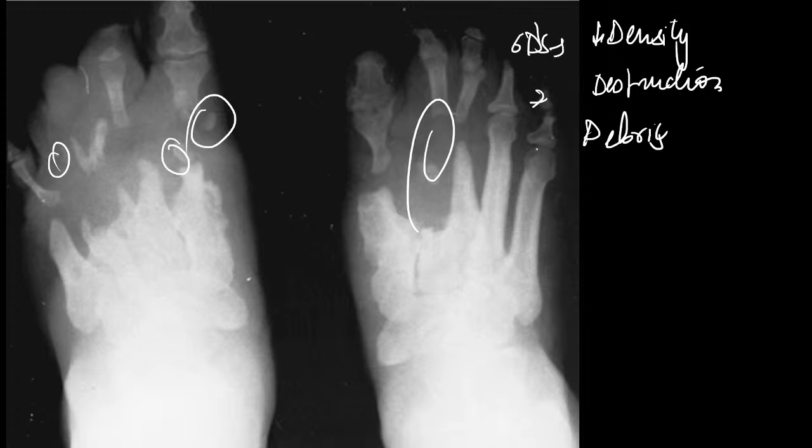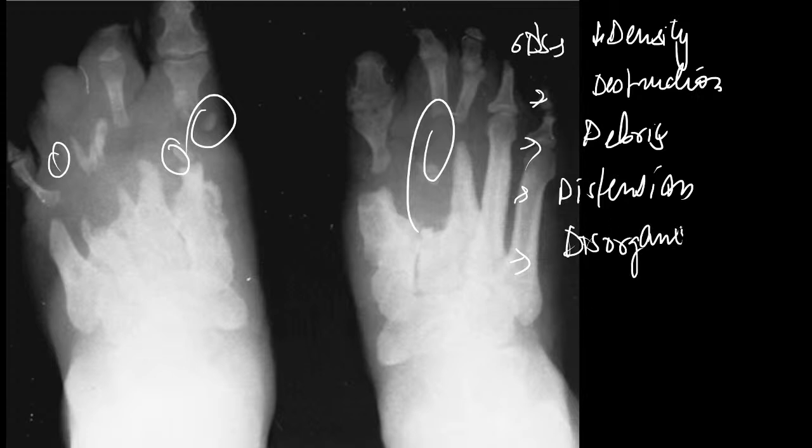Okay, then there will be distension of the joint. Distension is basically your joint effusion. Okay, and you are going to find disorganization and dislocation within the joint. Okay, so remember the 6 D's that you are going to see in a case with Charcot's joint, right?